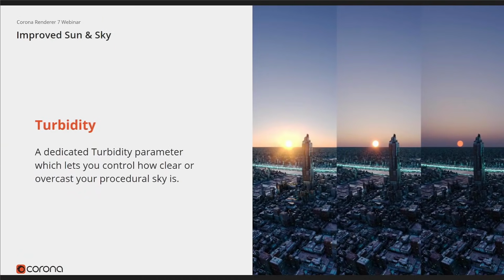Then we also have the turbidity parameter, which is basically what lets you control how clear or overcast your procedural sky is. As you can see in the examples on the right here, the difference between the different values.